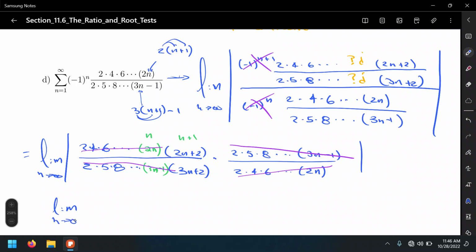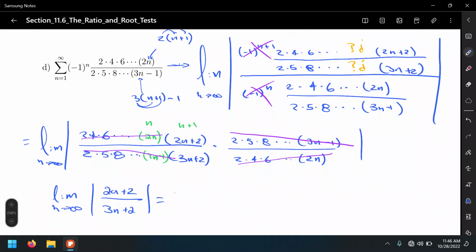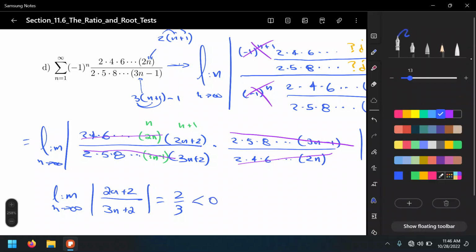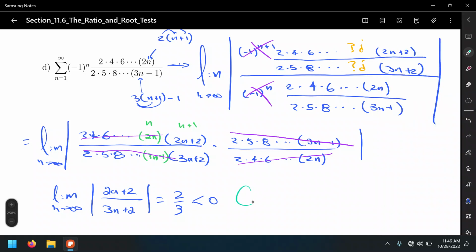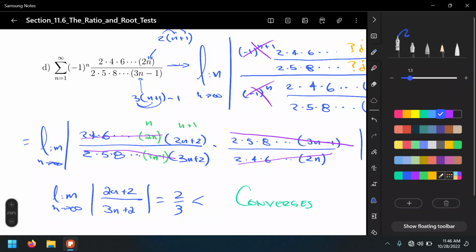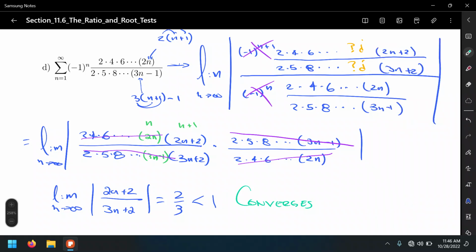the limit as n approaches infinity of 2n plus 2 over 3n plus 2. And this is 2/3. Now, is 2/3 less than 1, greater than 1, or equal to 1? Less than 1. That means it converges. Yes, less than 1. So it converges by the ratio test.